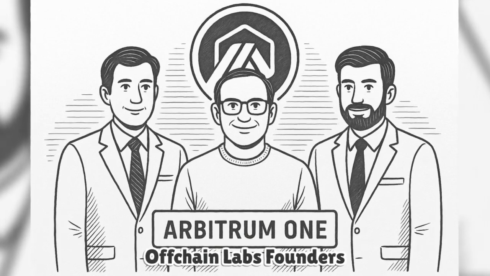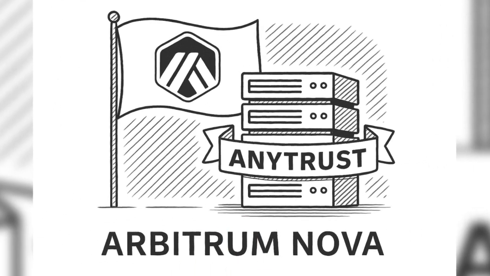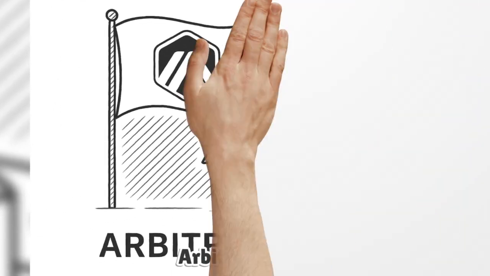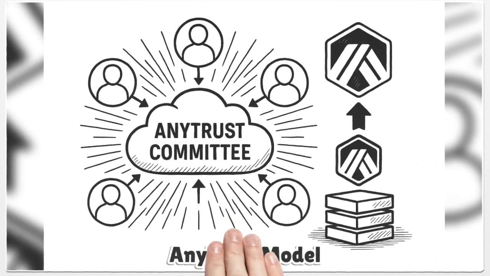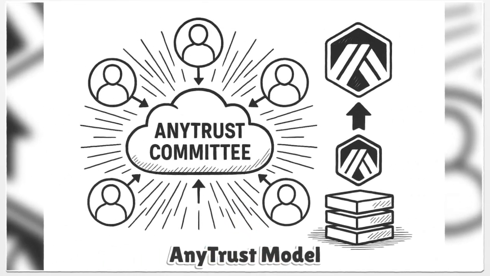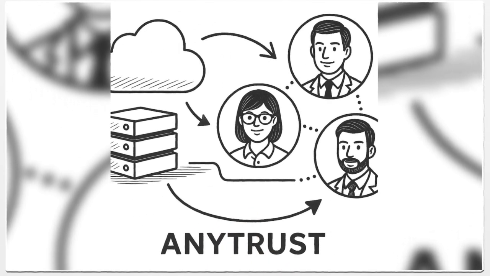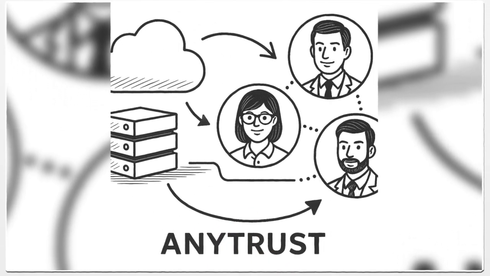Offchain Labs, founded by Ed Felton, Stephen Goldfeder, and Harry Kalodner, launched Arbitrum 1 as the first mainnet rollup chain in 2021. It was followed by Arbitrum Nova, which uses the AnyTrust model. In AnyTrust, data availability is delegated to a small trusted committee, enabling even lower fees for applications that can tolerate a mild trust assumption, ideal for gaming, social, and high-volume consumer dApps.